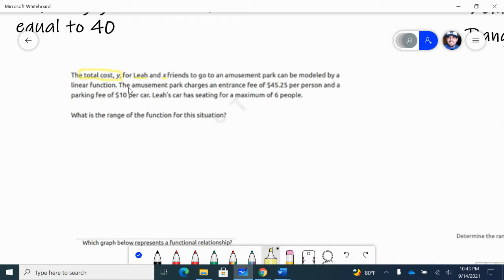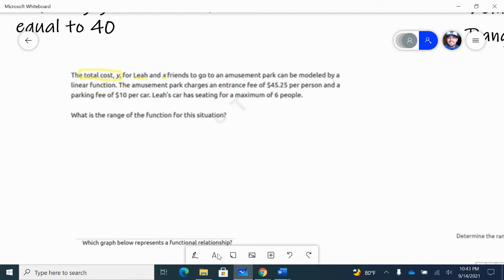Now going here, it says the amusement park charges an entrance fee of $45.25 per person and a parking fee of $10 per car. All right. So we can sit here and make a situation, right? Again, notice I haven't even read the question. The first thing I'm going to do is first understand what I'm reading. So I'm given a bunch of information that I can make an equation out of, right?